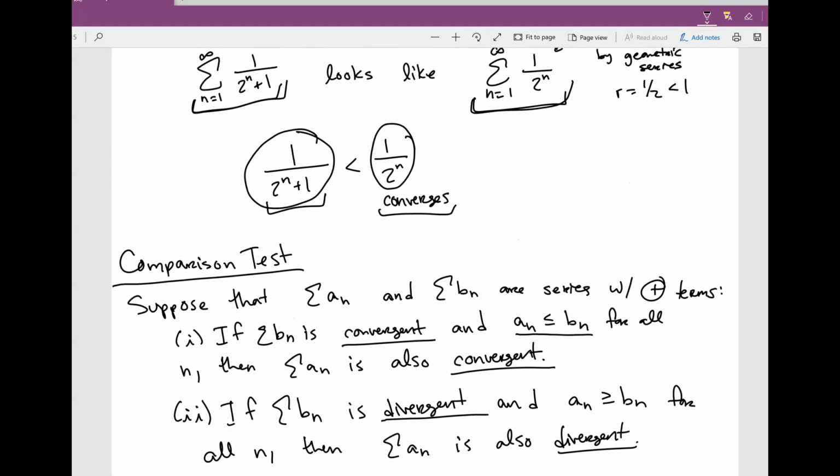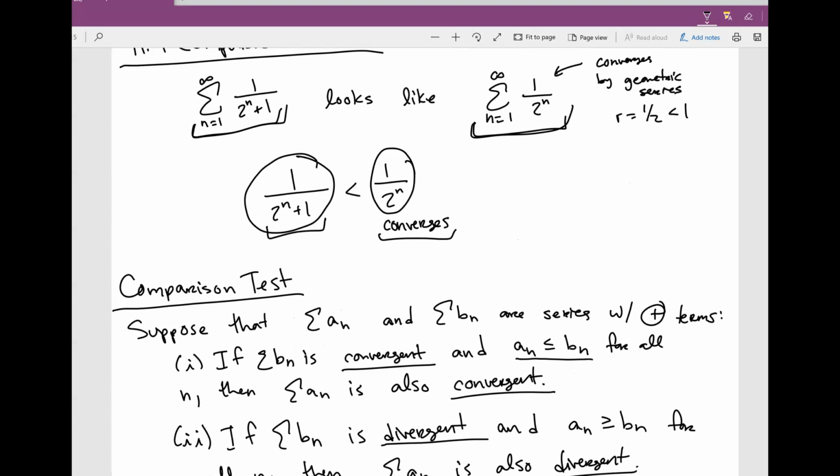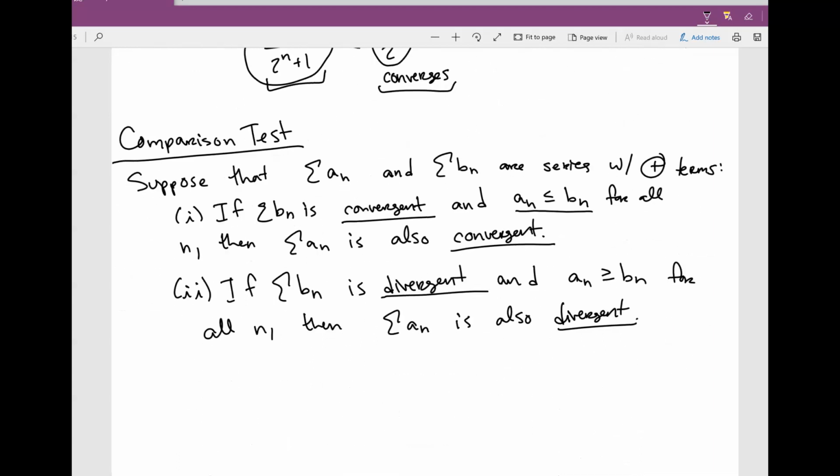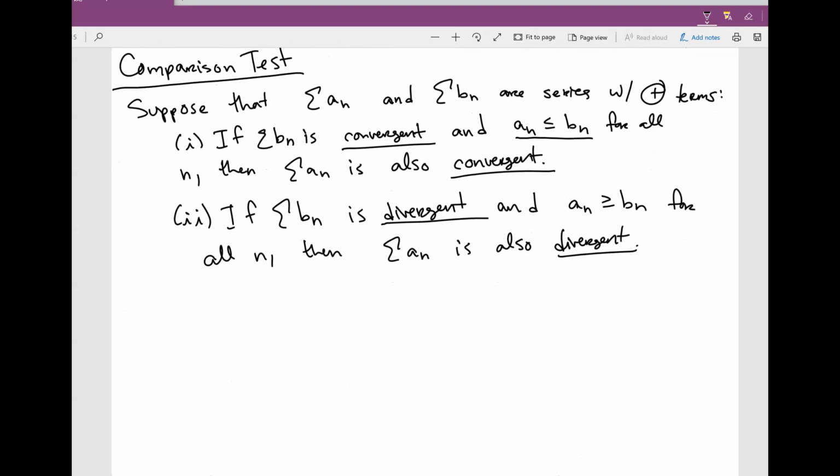So keep in mind that adding a number to the denominator will make the fraction bigger. I'm sorry, make the fraction smaller. And subtracting a number from the denominator is going to make it bigger. Okay, so it's kind of the opposite of what you might expect.